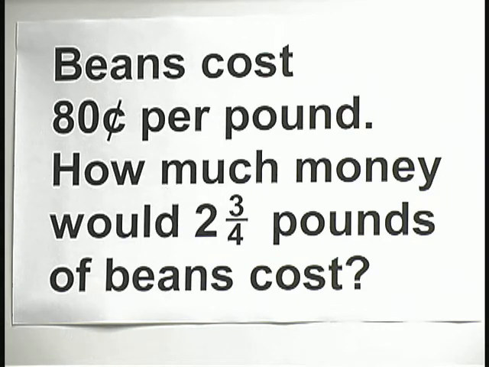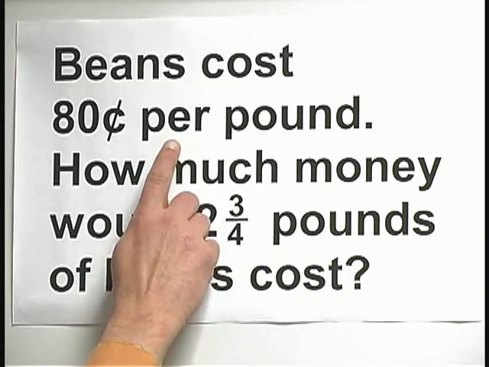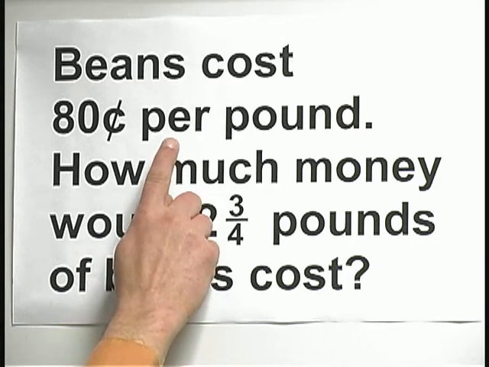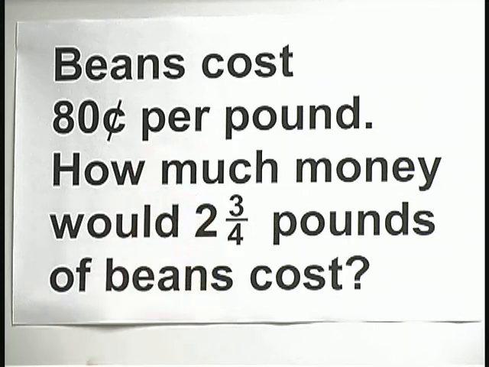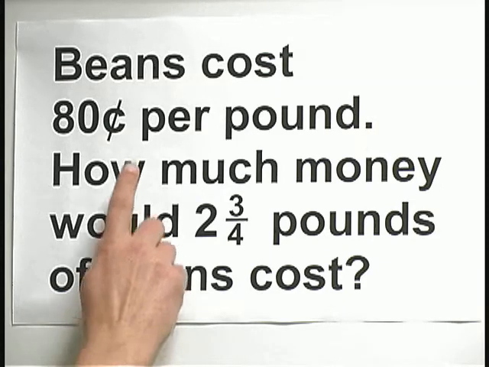A rate indicates a relationship between two different kinds of units. The word per is often used to express a rate. I can see the word per right here in our problem. When a rate is expressed using the word per, there are always units in front of the per.